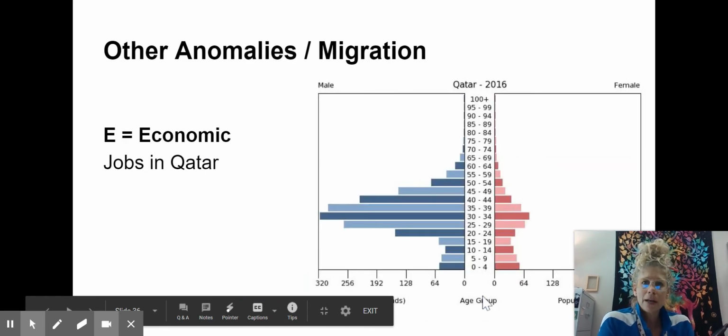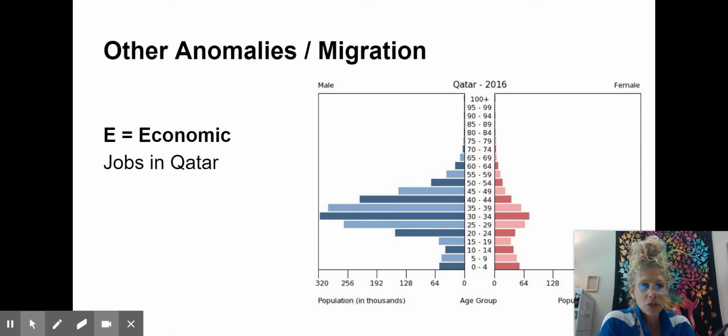All right, other anomalies, and migration also has an impact on population pyramids. This is one of the most far-fetched population pyramids ever, and we'll talk about it in class as well.